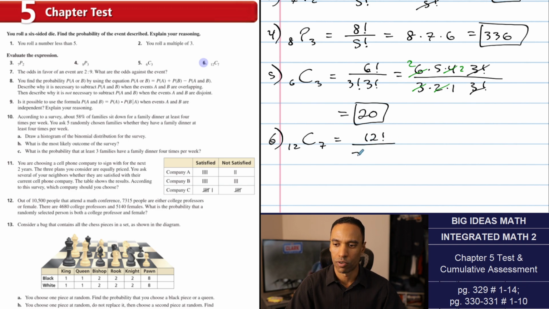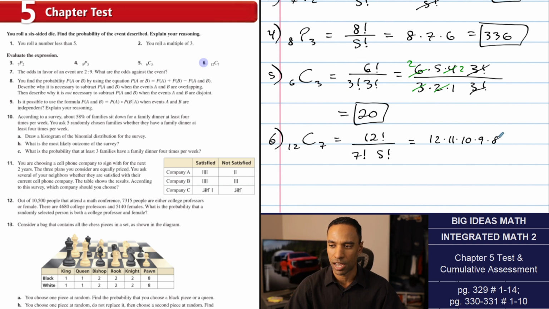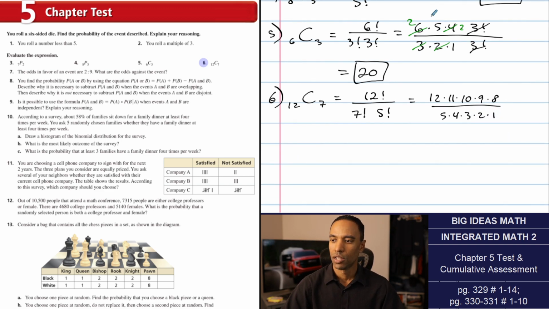12 factorial over 7 factorial times (12 minus 7) factorial, which is 5 factorial. So the 7 factorial I can make go away if I just stop at 8 here: 12 times 11 times 10 times 9 times 8. 7 factorial is gone. And then here I have 5 times 4 times 3 times 2 times 1 as well. Let's do some reduction. Highest numbers first.